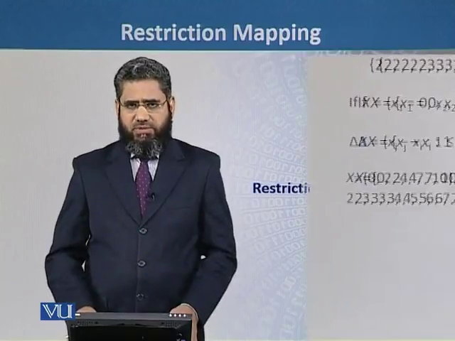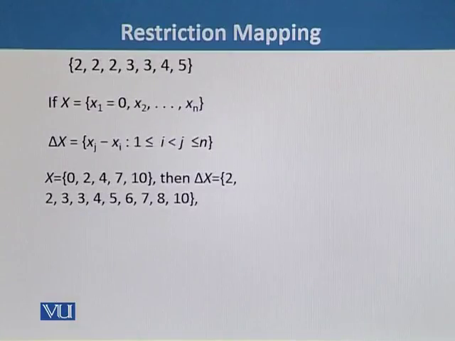In this module, we will see how we can calculate the size of different fragments by using mathematics and algorithms. To formulate the restriction mapping problem, we will introduce some notation. A multiset is a set that allows duplicate elements. For example, this set 2, 2, 2, 3, 3, 4, 5 is a multiset, in which 2 and 3 are repeating more than once.